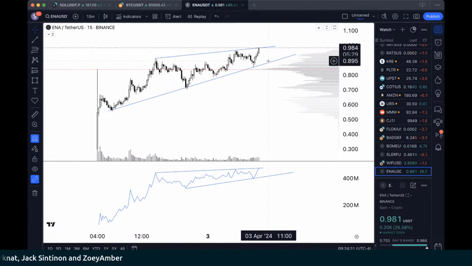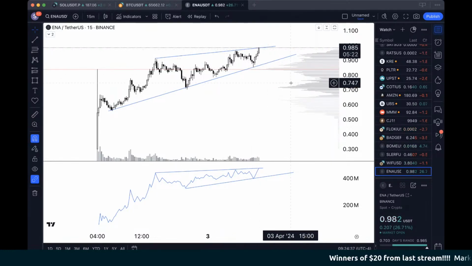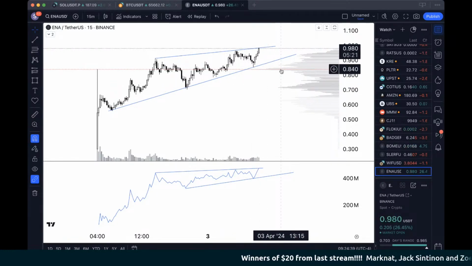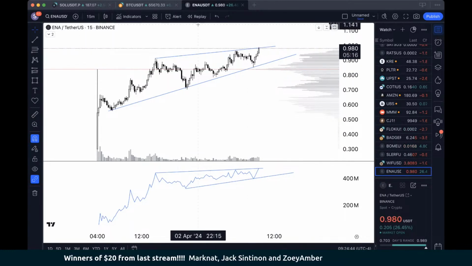I'd be inclined to say that you can long this, but it's pretty risky. So for me, I'd wait for a pullback. You may not get it. It may just launch, but it's basically in price discovery and it's moving up. I don't see any reason to think that it wouldn't keep going.